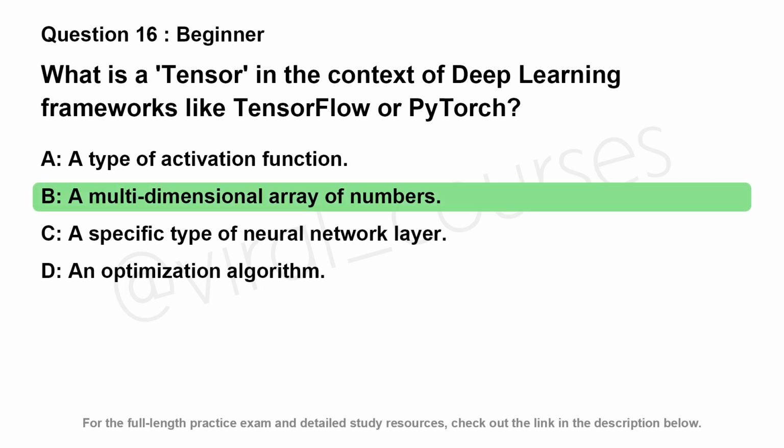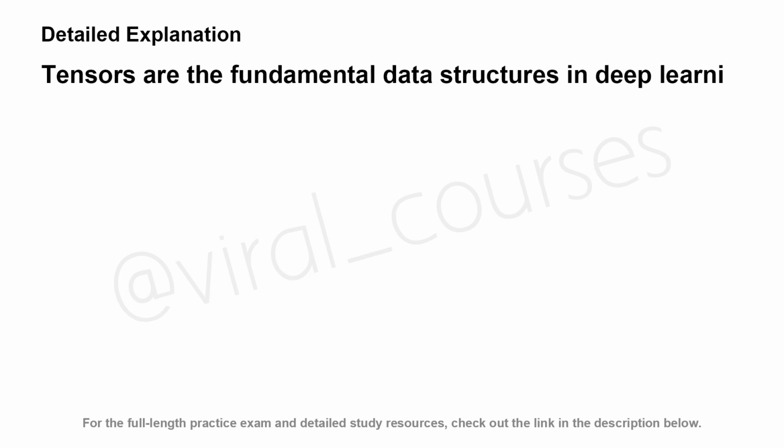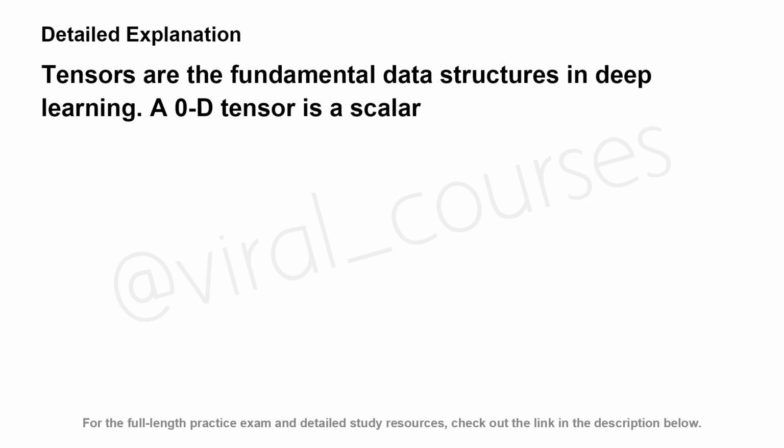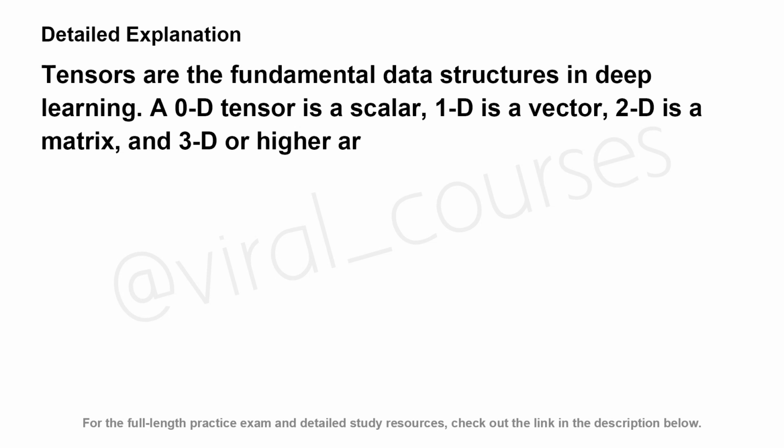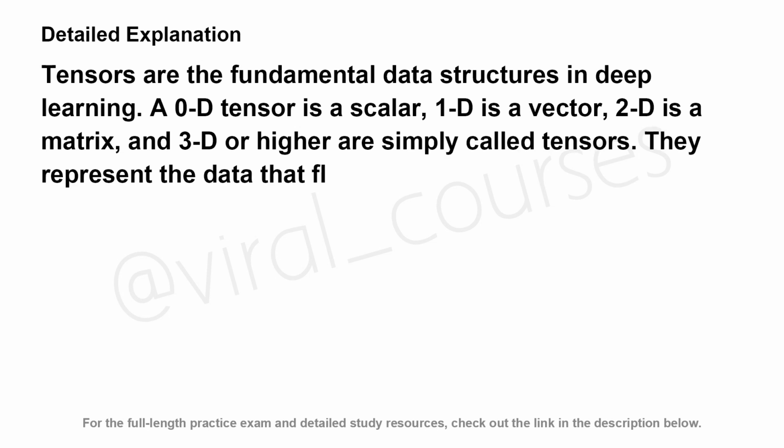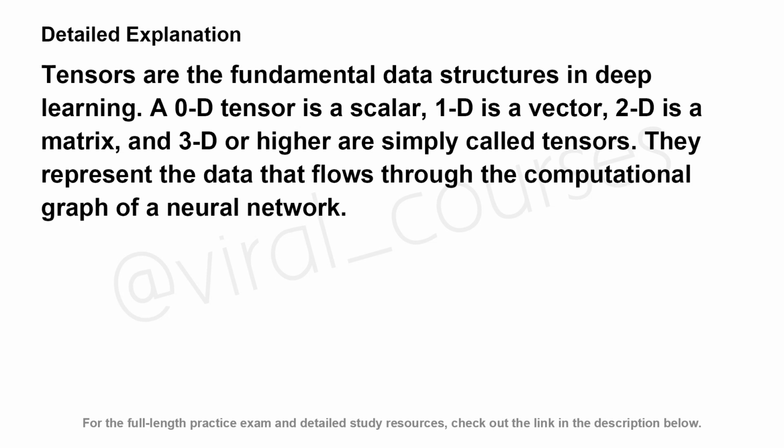The correct answer is B. Tensors are the fundamental data structures in deep learning. A 0D tensor is a scalar. 1D is a vector. 2D is a matrix. And 3D or higher are simply called tensors. They represent the data that flows through the computational graph of a neural network.